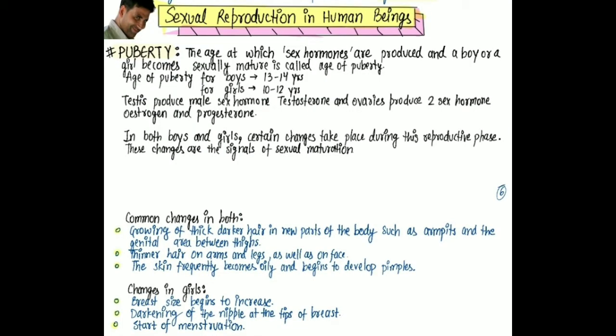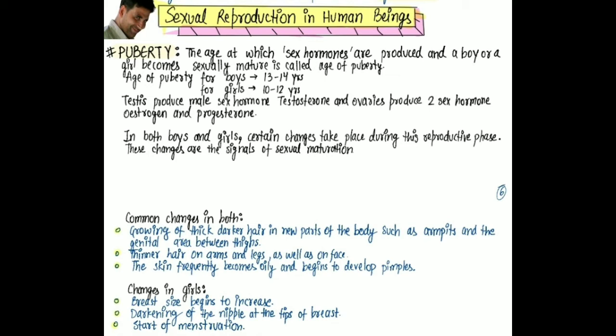Sexual reproduction in human beings. Puberty is the age at which sex hormones are produced and a boy or a girl becomes sexually mature. The age of puberty for boys is 13 to 14 years and for girls is 10 to 12 years. Testes produce the male sex hormone, testosterone, and ovaries produce two sex hormones, estrogen and progesterone.